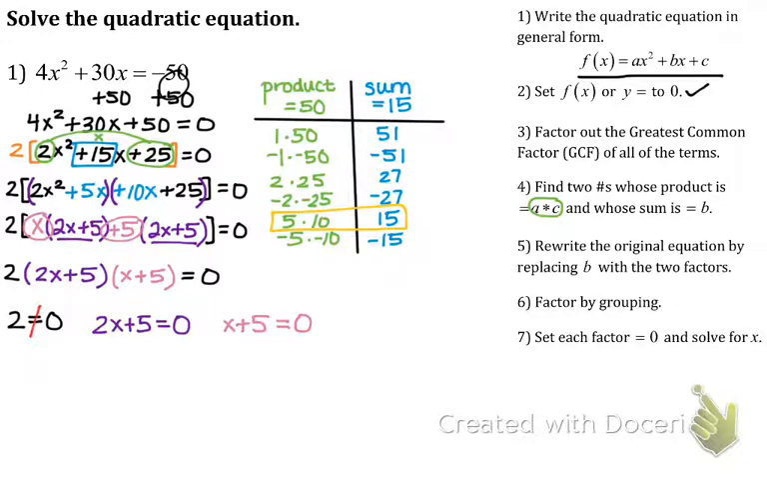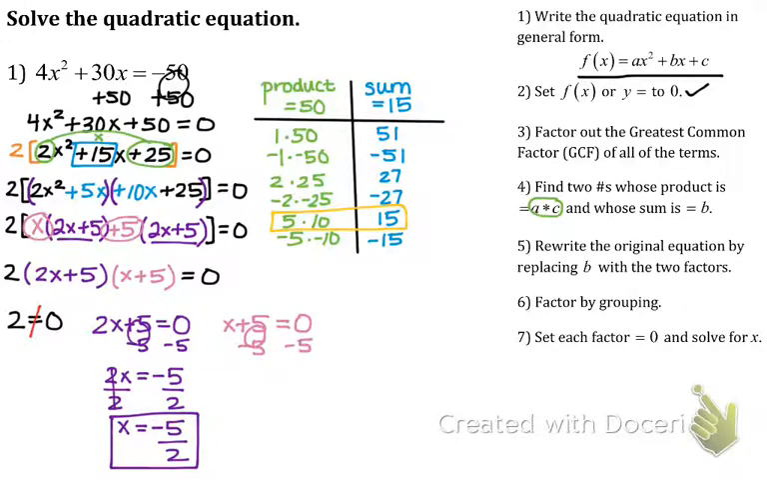Well, starting with 2, 2 cannot equal 0, so that's not going to be a solution for us. Moving on to 2x plus 5 equals 0, we can subtract 5 from both sides. So 2x is equal to negative 5, divide by 2, and x is equal to negative 5 over 2. And my third solution, we have subtract 5 from both sides, and x is equal to negative 5. So because the 2 does not equal 0, that does not count as a solution to this equation. So we have x is equal to negative 5 halves, or x is equal to negative 5.